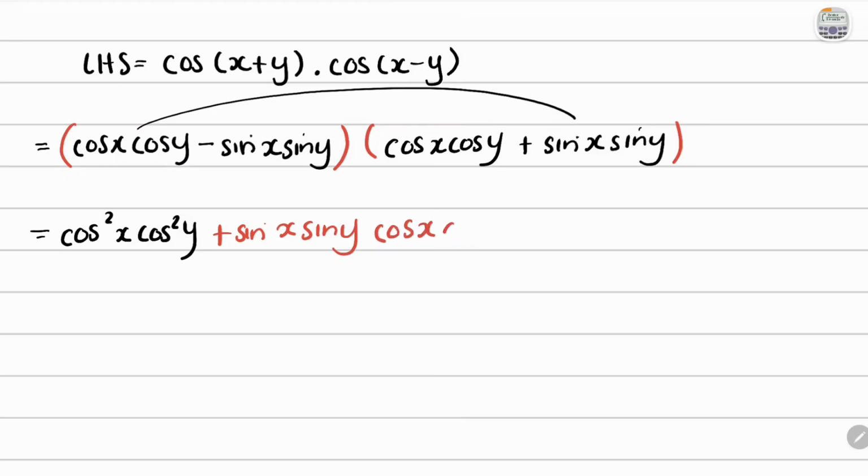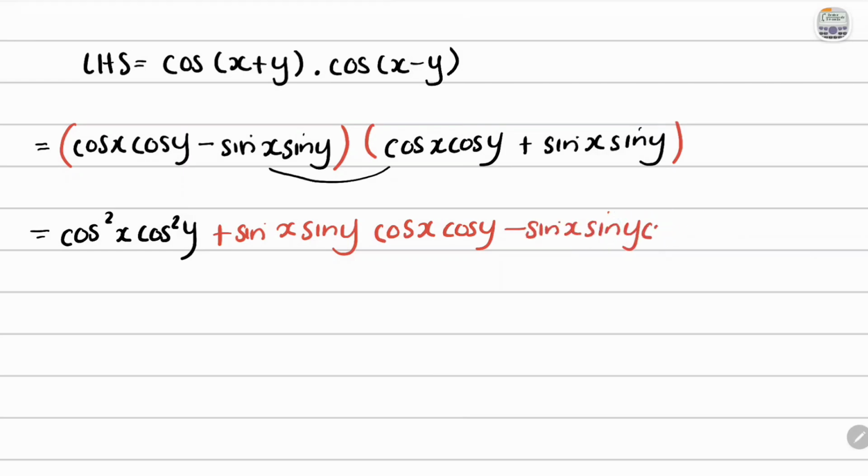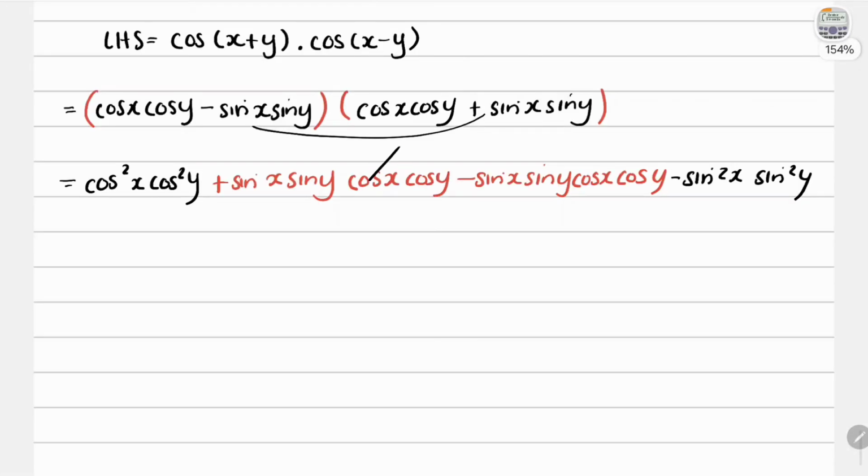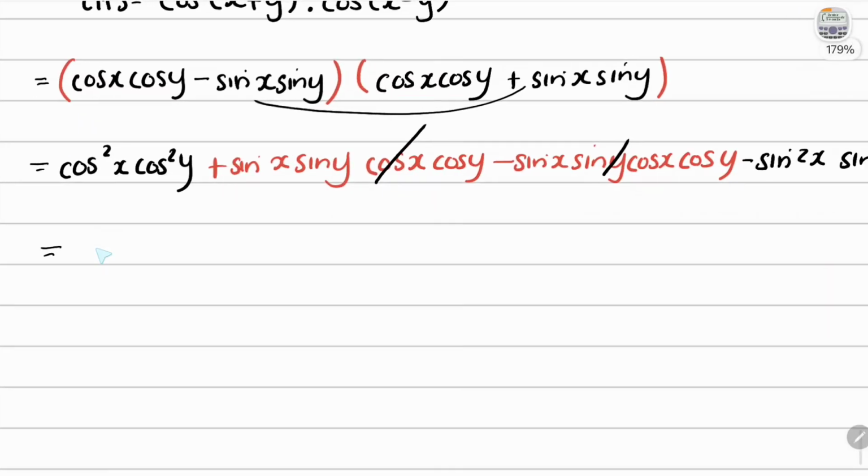That's cos x cos y. Okay, and then it's these two that multiply. Okay, again, so that's minus sine x sine y cos x cos y. As you can see, they're exactly the same, but just the positive and the negative. And then the last terms would be these two that multiply, which gives you negative sine squared x sine squared y. Okay, so these two are going to cancel, and then we are left with cos squared x cos squared y minus sine squared x sine squared y.